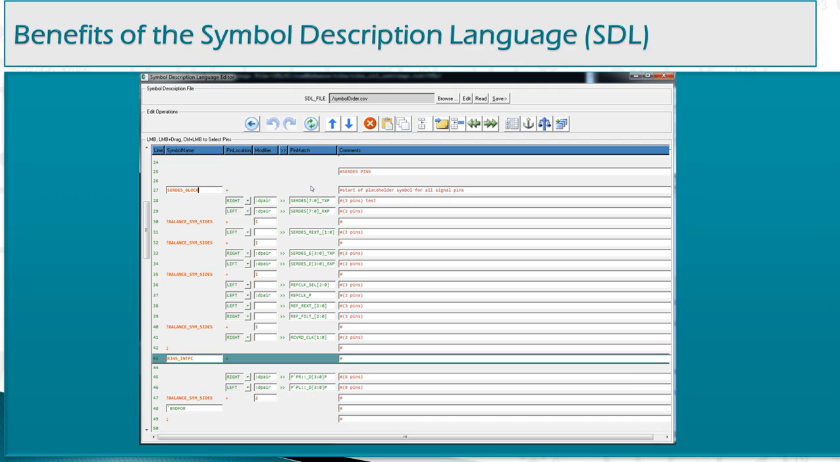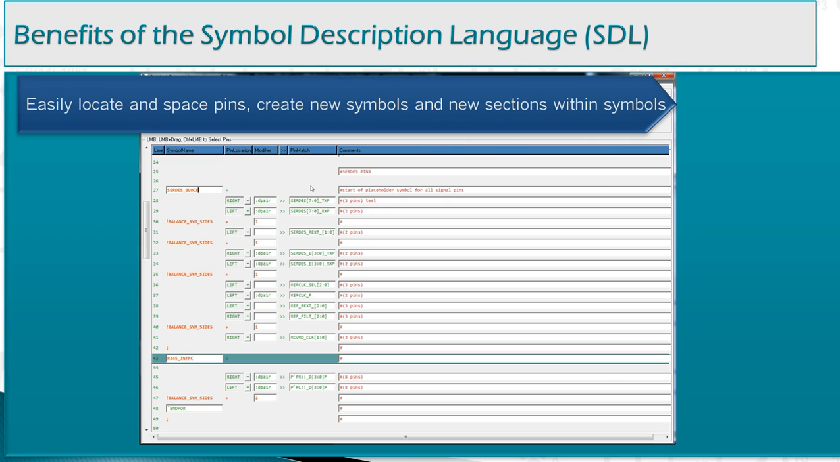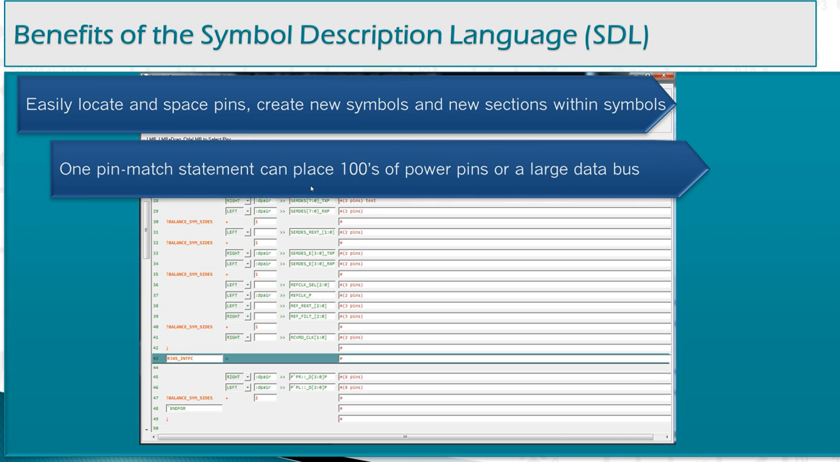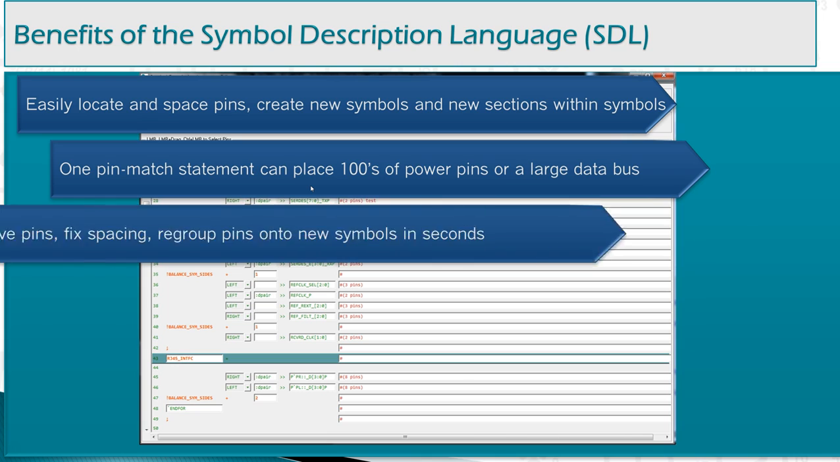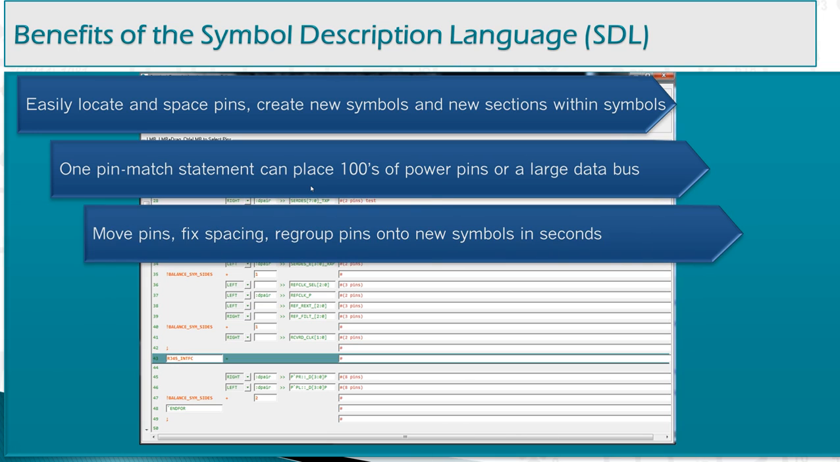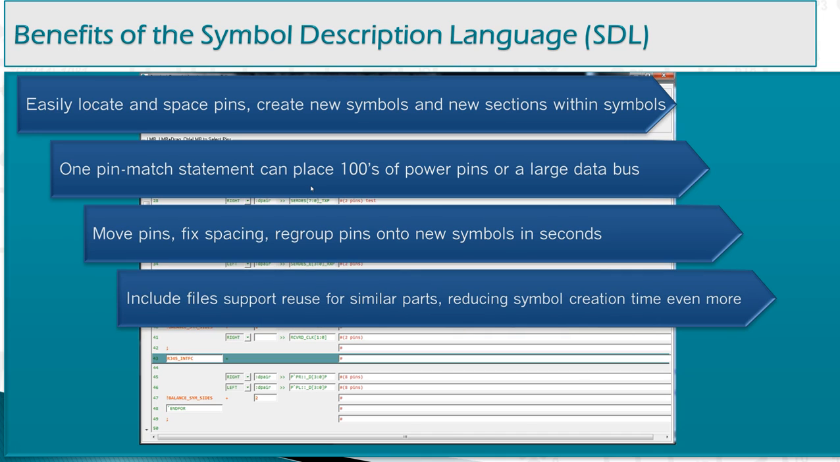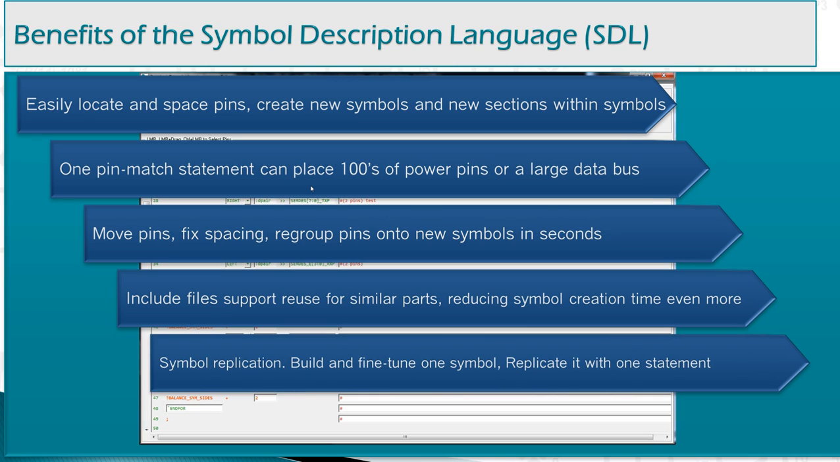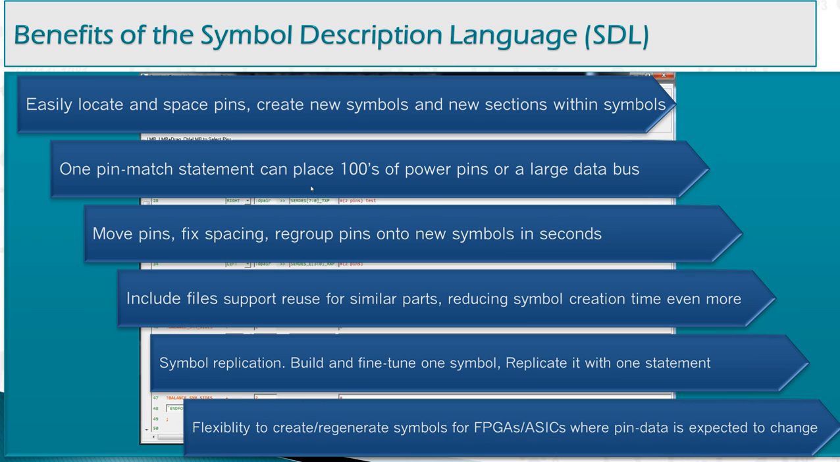Here are some of the benefits of the symbol description language. You can easily locate and space pins, create new symbols and new sections within symbols. One pin match statement can place hundreds of power pins or a large data bus. We can move pins, fix spacing, and regroup pins into new symbols in seconds. Include files support reuse for similar parts, reducing symbol creation time even more. Symbol description language also supports symbol replication, so you can build and fine-tune one symbol and then replicate it with a replicate statement. It provides the flexibility to create and regenerate symbols for FPGAs and ASICs where the pin data is expected to change.